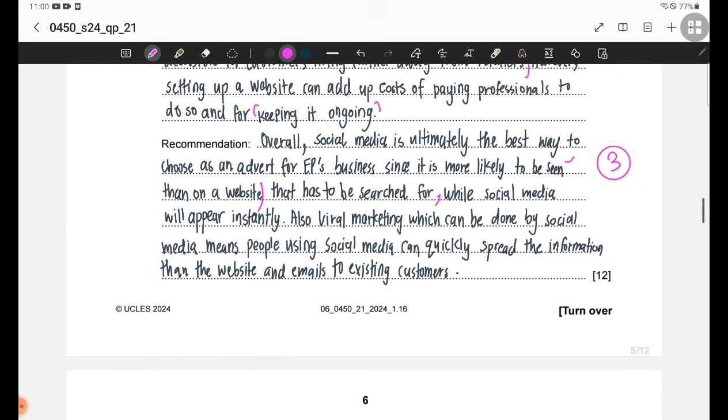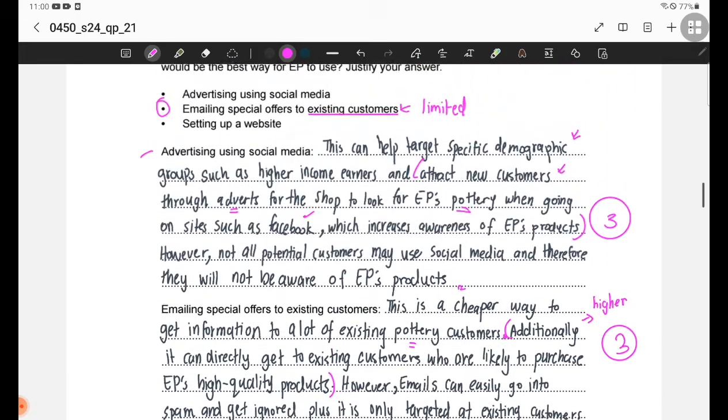Okay, 2 points. Okay, the third point, also viral marketing, which can be done by social media, means people using social media can quickly spread the information faster than the website and emails to existing customers. Okay, the fact that the information is spread quickly is another point. Okay, and this is how you would answer this question.